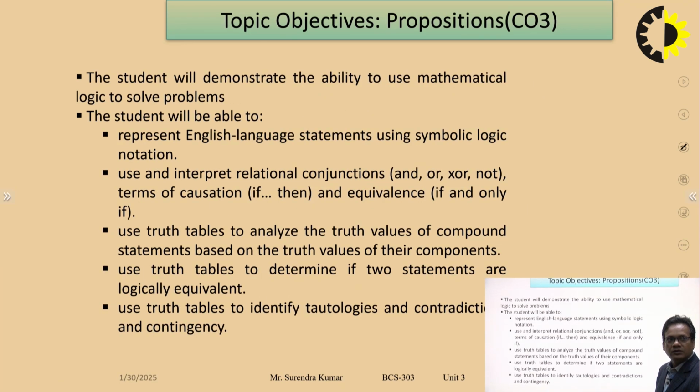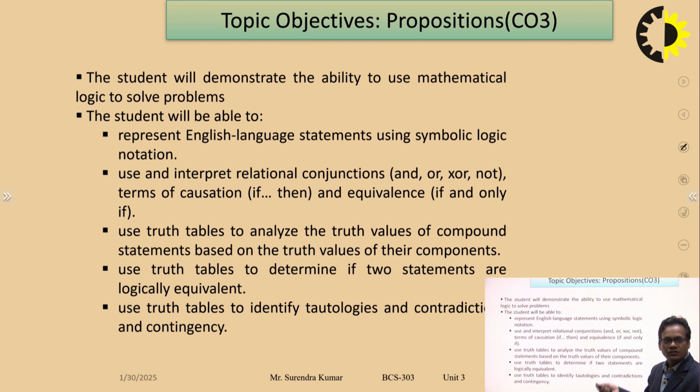In the theory of logic, students will learn here to represent English language statements using symbolic logic notation. So the main purpose of our topic is to convert your language into symbolic notations. Use and interpret logical connectives that are and, or, not, XOR, in terms of conditionals, if and then, and the equivalence relation, if and only if.